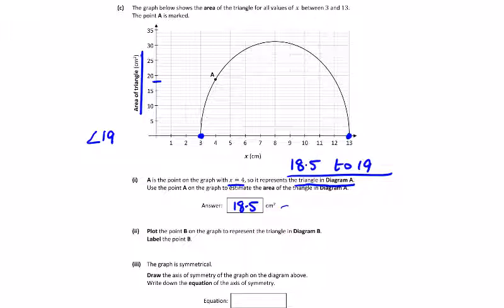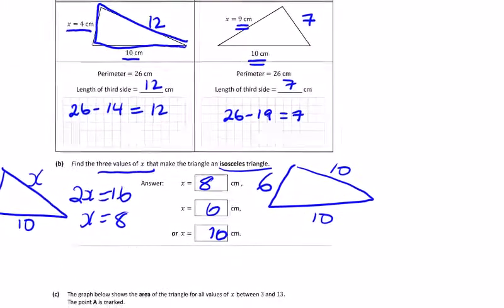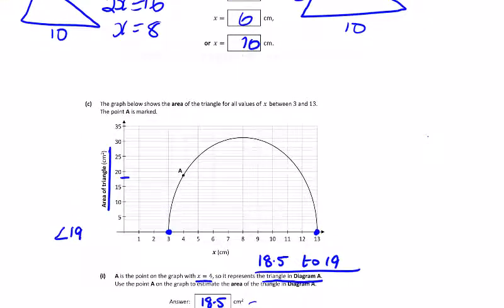Let the point B on the graph represent the triangle in diagram B. So label the point B. So let's just remind ourselves in diagram B, x was 9. X was 9, so 9 would be up here. Just in here.